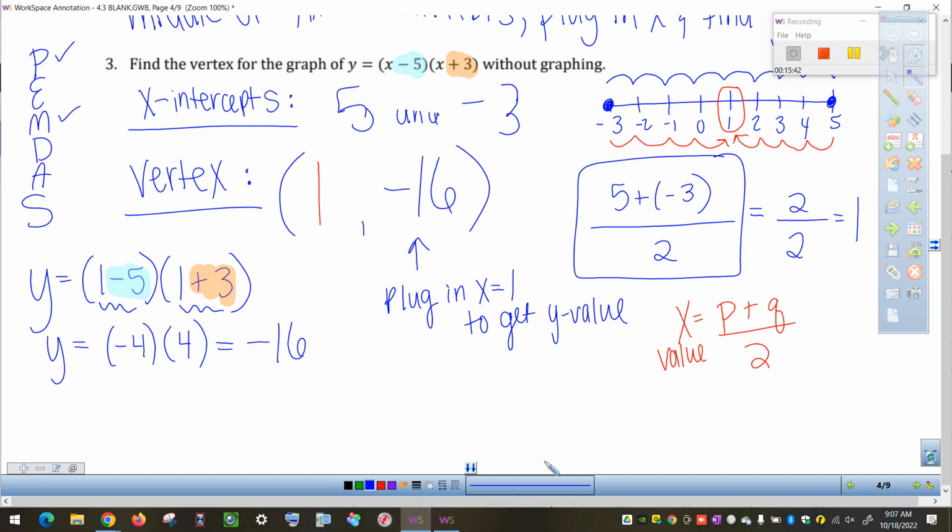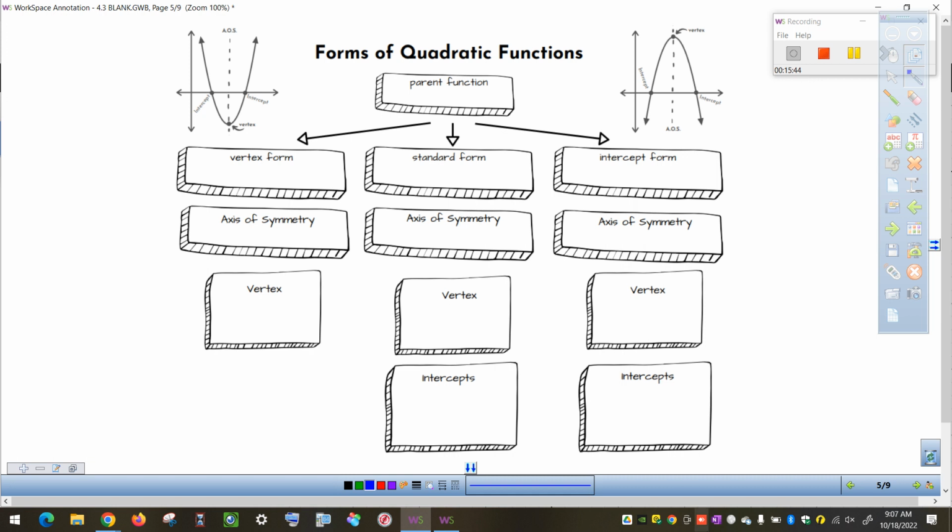All right, so when we take a look at this, we're just going to go in order from how we learned these. So we're going to start on the left-hand side with vertex form. And I'm just going to put a little reminder here that that's what we did on the first day. That was lesson 4.1. All right, so for vertex form, we had y equals a times the quantity x minus h squared plus k.